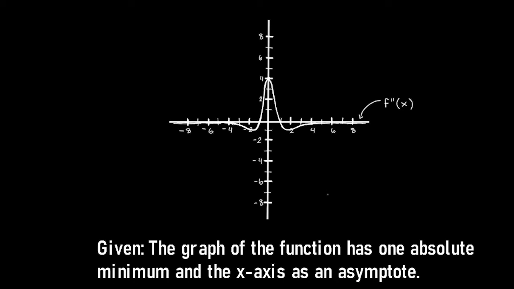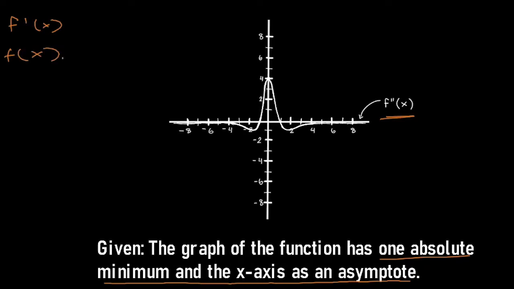We are given the graph of f double prime, and f of x has one absolute minimum and the x-axis as the horizontal asymptote. So we need to find f prime of x and f of x. Take a closer look at f double prime.